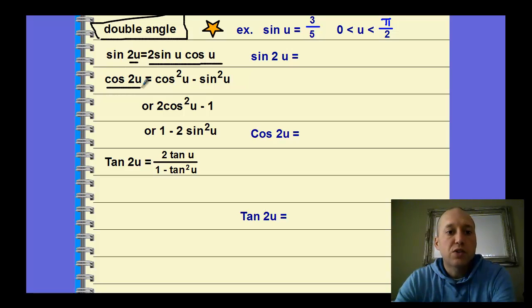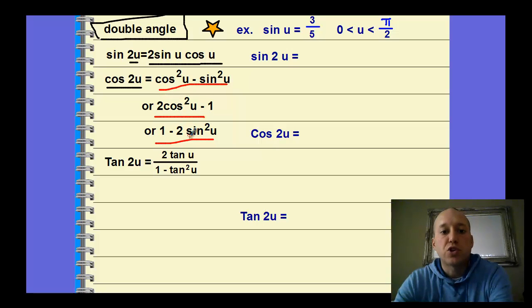The cosine of 2u actually has three options. You have some choices. You can write it with the cosine and sine. You can write it with just the cosine. You can write it with just the sine. And so really what else is in the problem tells you which of these you're going to choose. And then the tangent again uses a quotient similar to the previous ones we talked about.